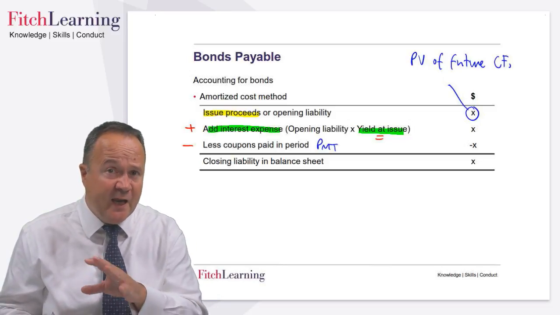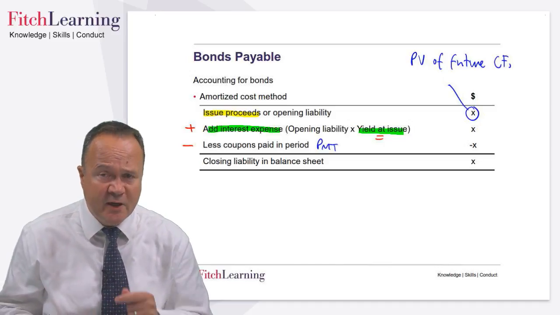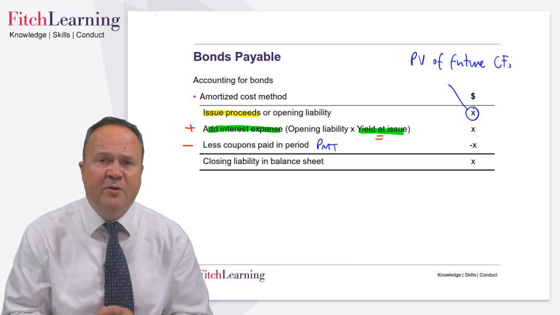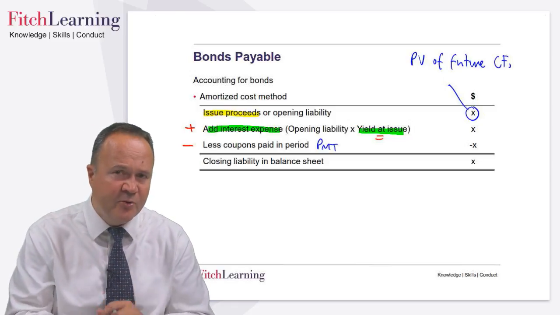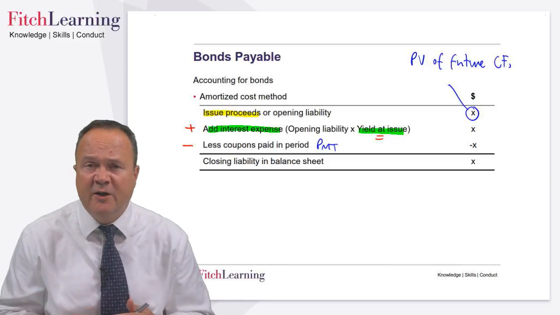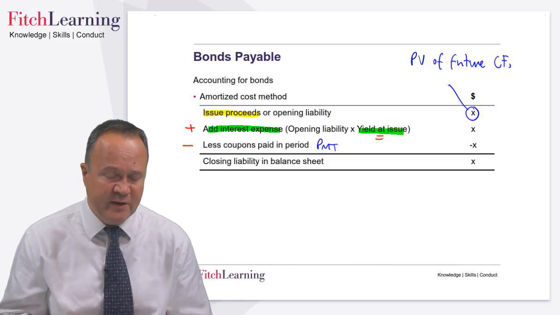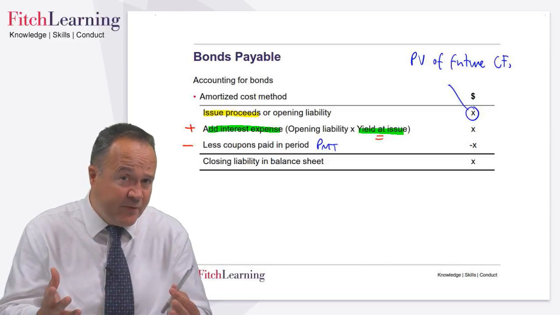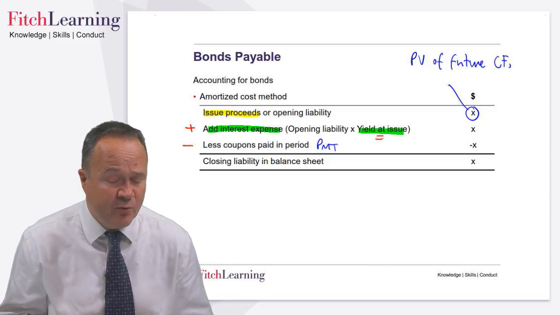Well, we don't care about current yields. The only yield you should worry about is the yield when the bond was issued. So it's really important you highlight that: yield at issue. All other yields are irrelevant in this accounting method. I say this method, this is the main method you're likely to see for the average corporate.